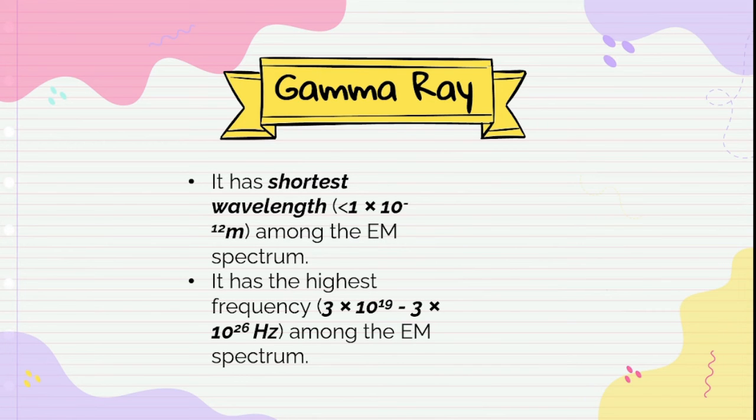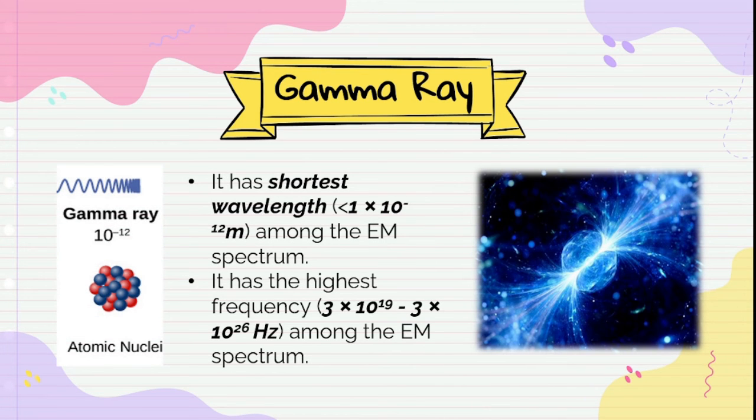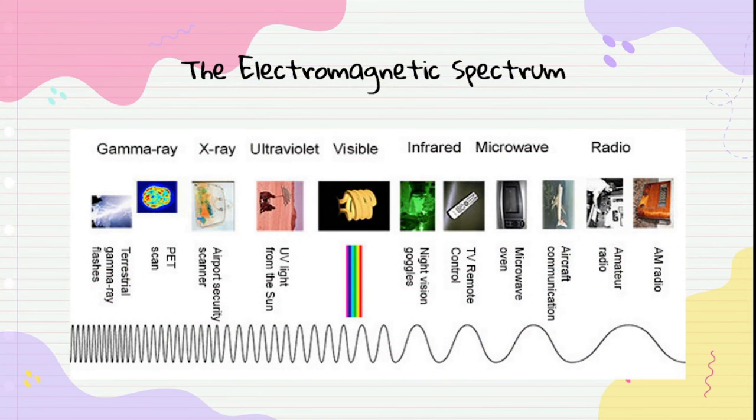Gamma ray has the shortest wavelength among the entire electromagnetic spectrum, measuring less than 1 times 10 raised to negative 12 meters. It has the highest frequency among the electromagnetic spectrum, measuring 3 times 10 raised to 19 to 3 times 10 raised to 26 hertz. So these are the descriptions of each region of the electromagnetic spectrum in terms of frequency and wavelength.